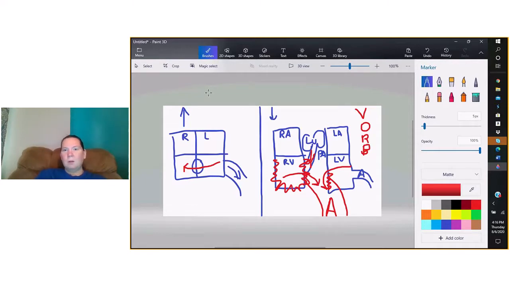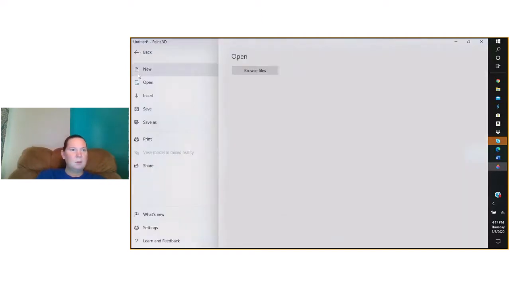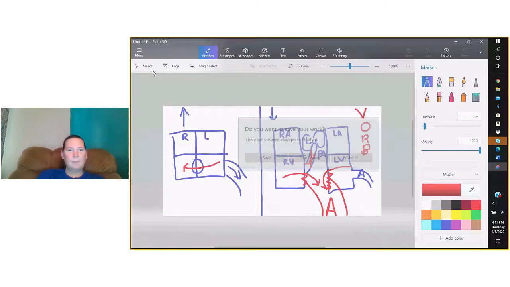Now, is there a way to clear this? No, that's just undo. Let's paint. You know what? No, that works.